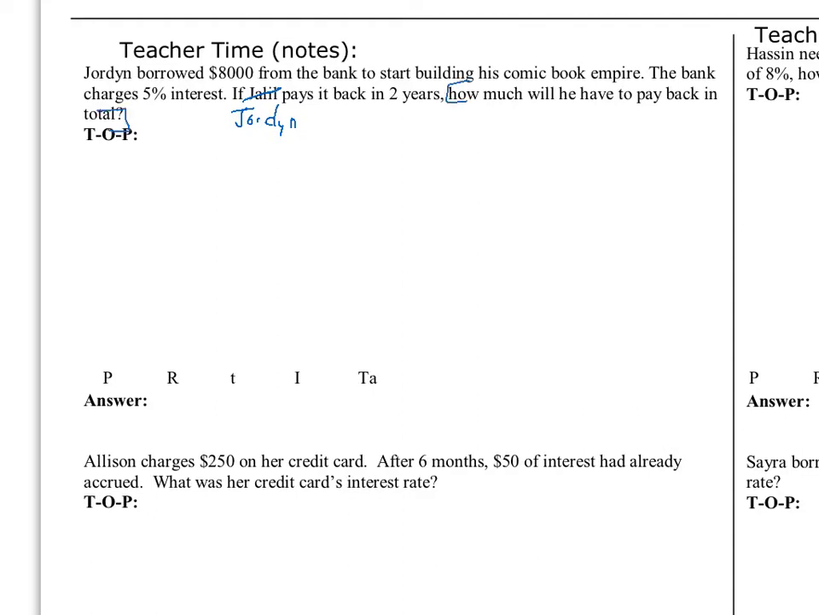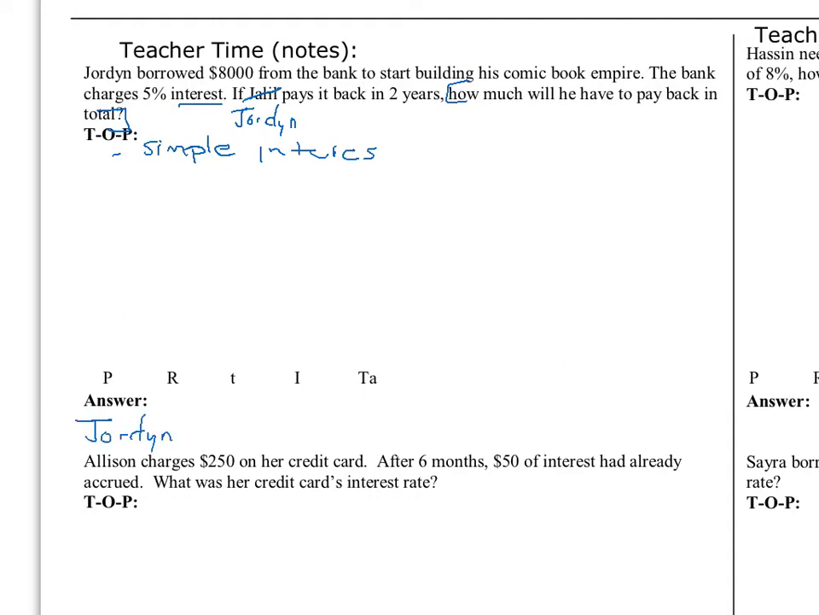All right, so this is an interest problem. It clearly says the word interest in there. Doesn't suggest any type of interest other than simple interest, so we are going to assume that the type of problem is a simple interest problem. As I go through and I write my answer sentence, how much will he have to pay back in total? So he's got to pay back the amount of money that he borrowed plus the interest. So we are looking for a total amount here.